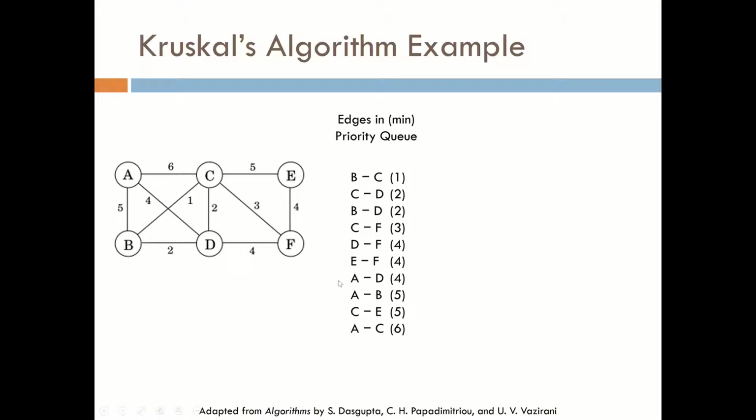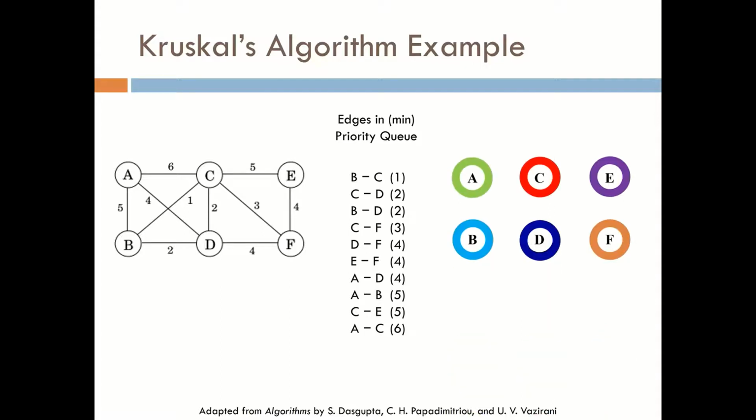So these are the edge weights. BC has weight 1, that's this edge, followed by CD, which has weight 2, and that's this edge. But BD also has weight 2, that's this edge, and that's the next one, and so on. And here are our distinct sets, and we're going to color them differently so that we keep track of which set is which. At this point, we have 6 distinct sets. Each one of these sets has a single vertex. There are no edges in the minimum spanning tree at this point.